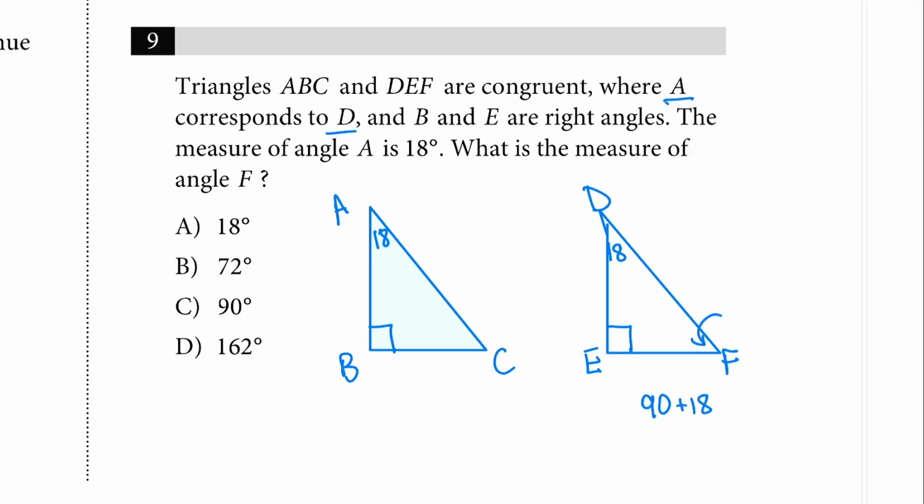So we have 90 plus 18 plus angle F equals 180. So we are going to have here 108 plus angle F equals 180. Subtract 108 from both sides, and angle F is going to be 72.